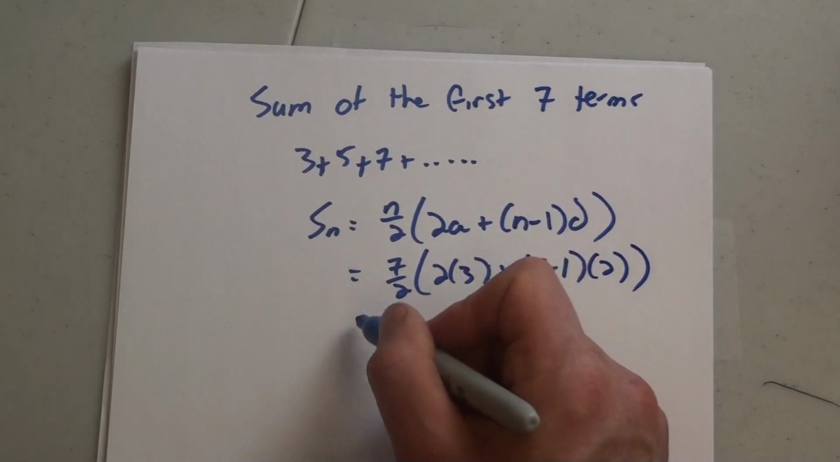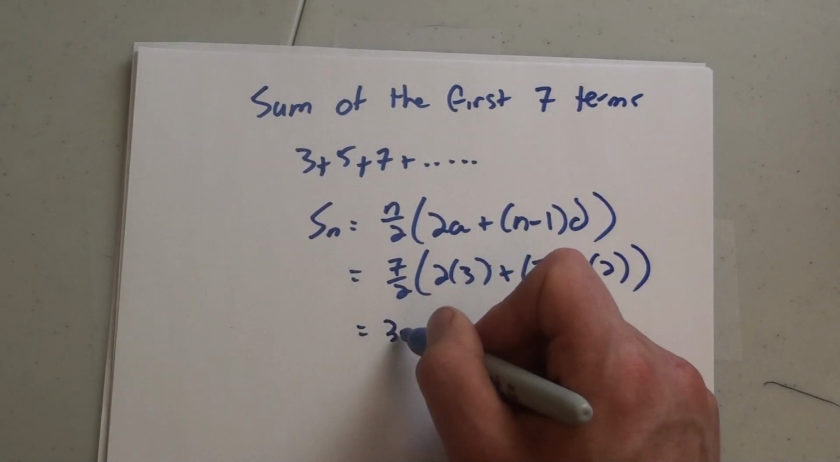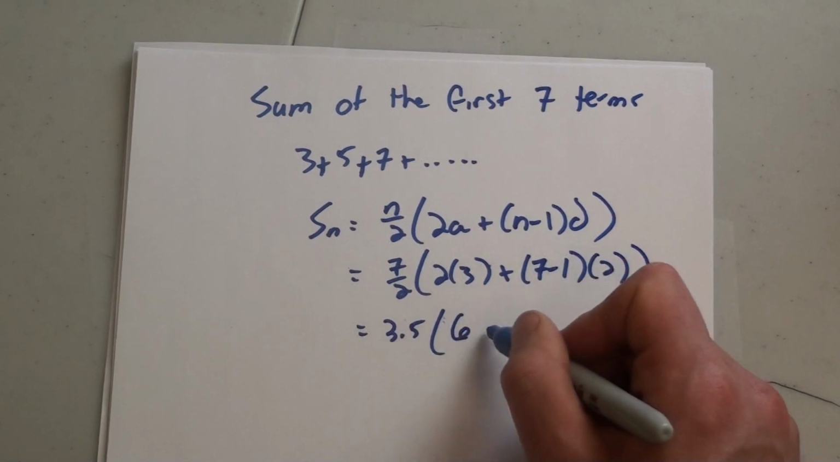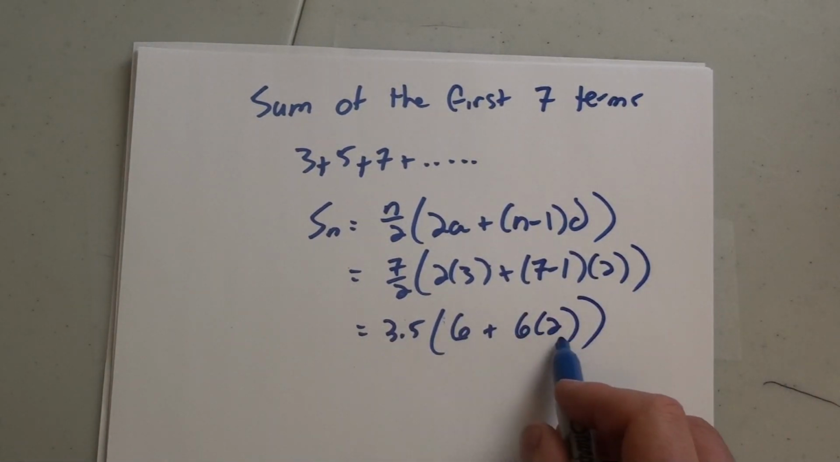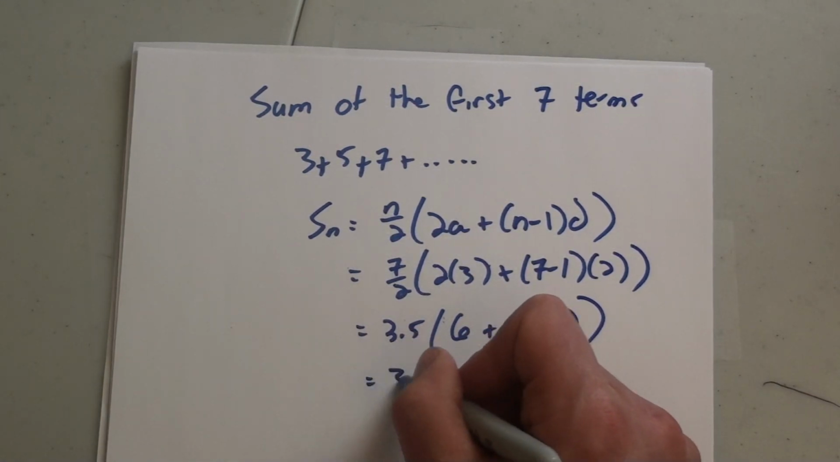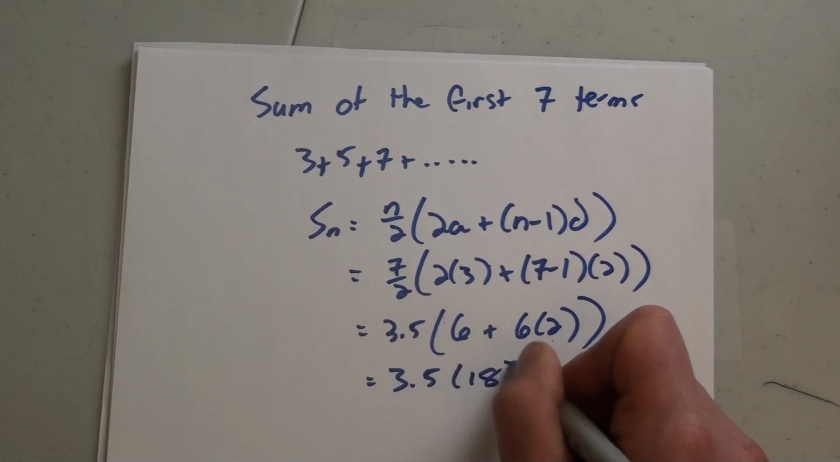Now I'm just going to try to simplify this. So I have 7 over 2, which is 3.5. In my brackets here, I have 6 times 2, which is 12, add another 6, it's going to be 18, so 3.5 times 18.